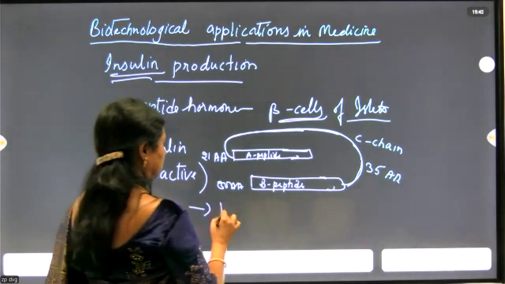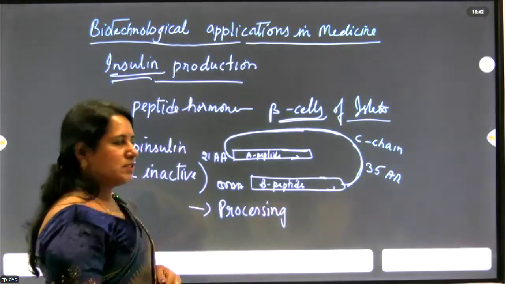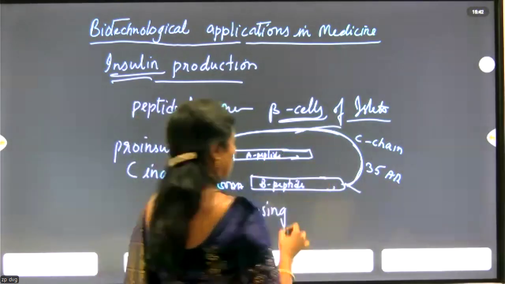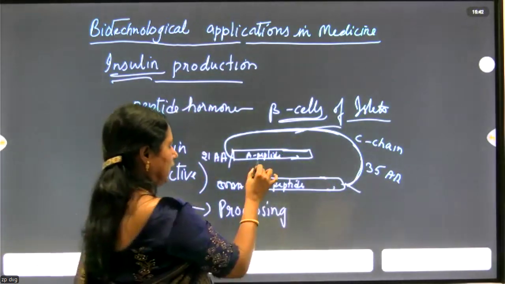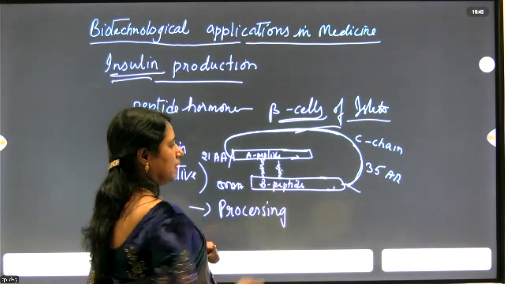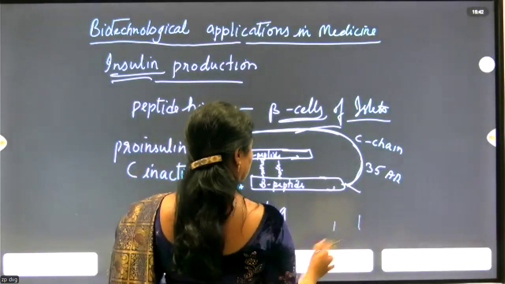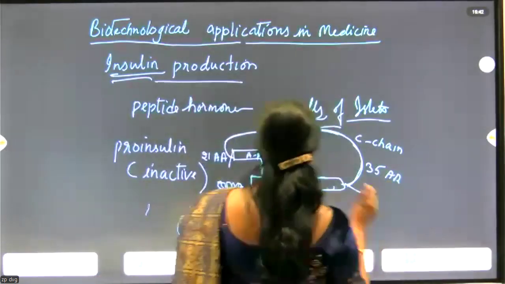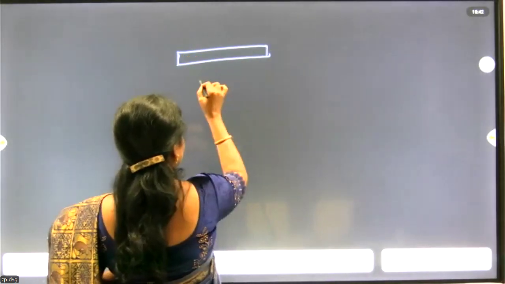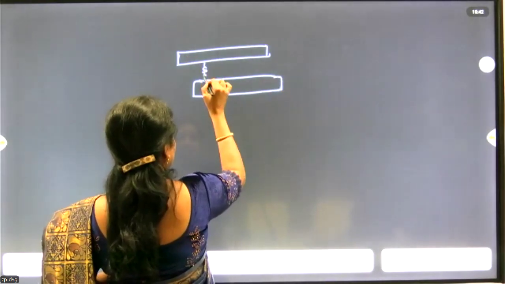After processing, which means when the C peptide chain is removed and the chains are linked by disulfide bonds, it becomes functional insulin. The functional insulin contains only two chains, A chain and B chain.